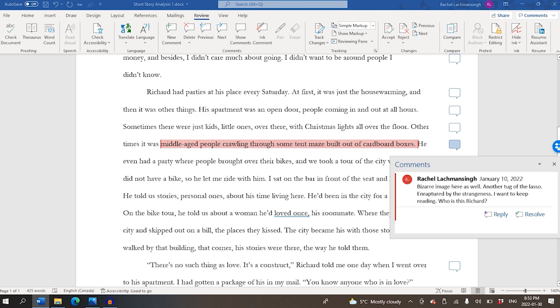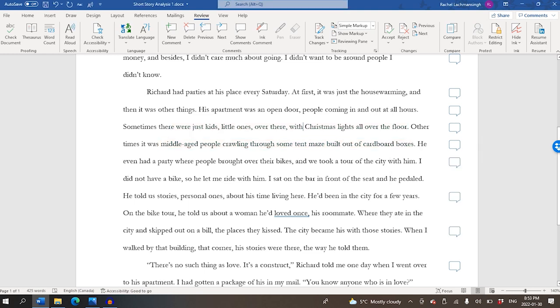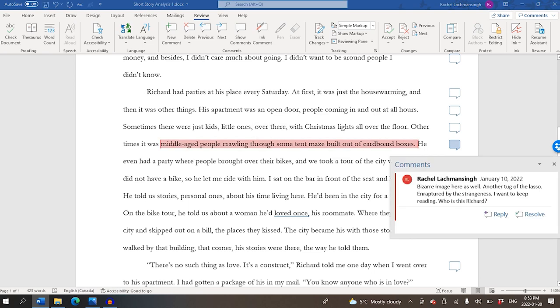So the line over there, "little ones over there," is a little bit bizarre. That's not usually where you see this phrase. But then we get an even stranger vibe from this image of middle-aged people crawling through cardboard box mazes. Did Richard make these mazes for the middle-aged people? Were they there for the kids? So many questions are already making me very curious to read on, but there's definitely something going on here that I want to investigate.